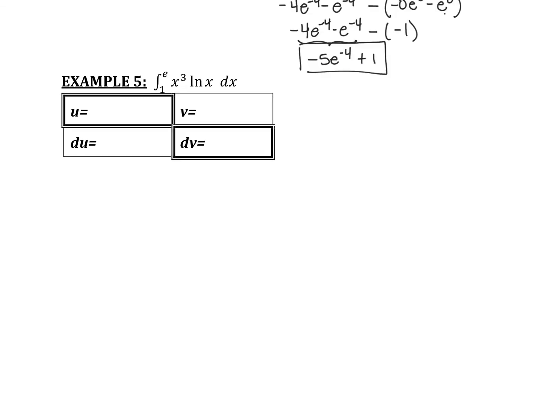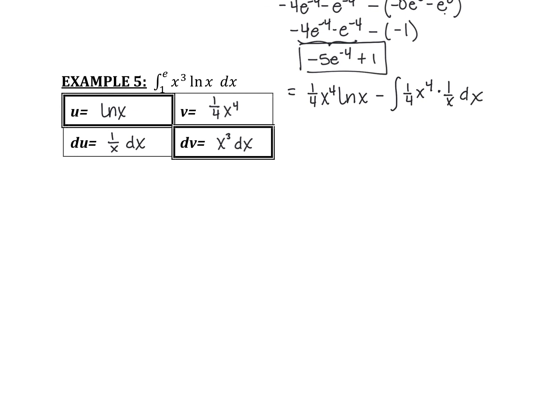Okay, so on this particular problem, I would let u be the natural log of x. So du would be 1 over x dx. And dv I would let be x cubed dx. So v would be 1/4 x to the 4th. So it's a little bit messier, this one. All right, so uv, so 1/4 x to the 4th natural log of x minus the integral of v du.